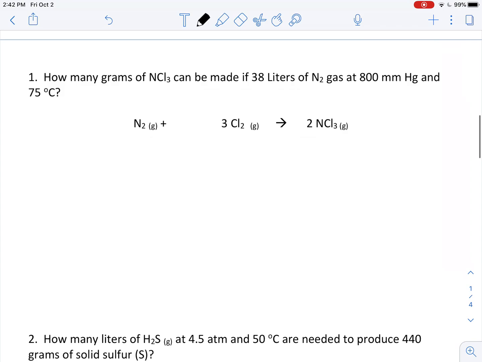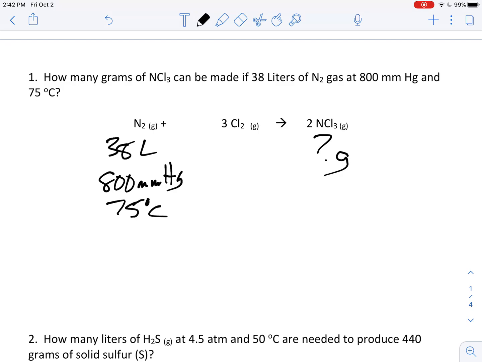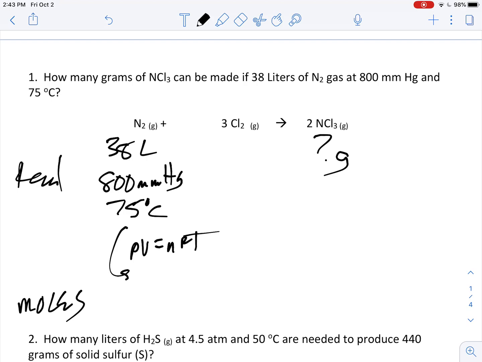So, question 1 says, how many grams of nitrogen trichloride can be made if you have 38 liters at 800 millimeters of mercury and 75 degrees Celsius? Please note that all I'm doing is giving you real world data here, and you should then be able to plug all of that into PV equals nRT to get to the mole world down here. Remember that 75 degrees Celsius is no good. You've got to change that to 348 Kelvin, and you end up with about 1.4 moles over here.